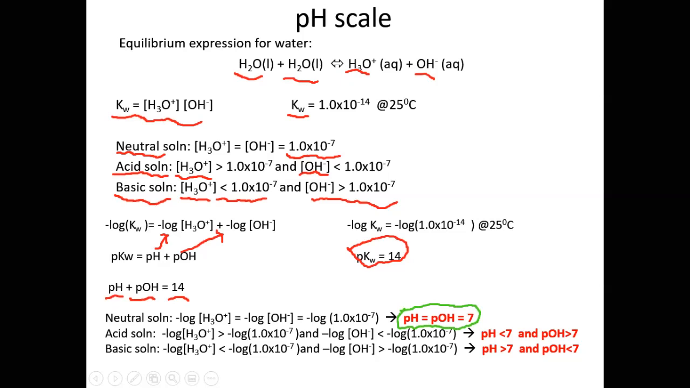Now for an acidic solution, the pH is less than 7, or the pOH is greater than 7. For a basic solution, the pH is greater than 7, and the pOH is less than 7. Typically we stick with the pH, but just remember that pOH is the opposite of pH. So for acidic solutions, pH is less than 7, pOH is greater than 7. For basic solutions, pH is greater than 7, pOH is less than 7.